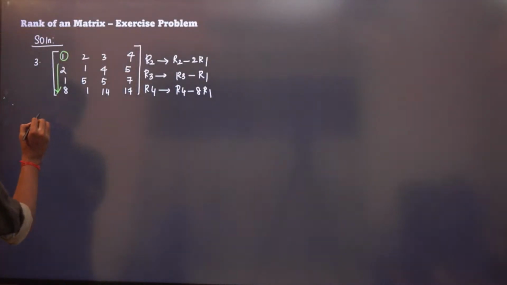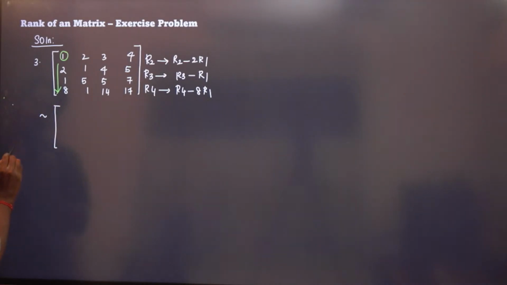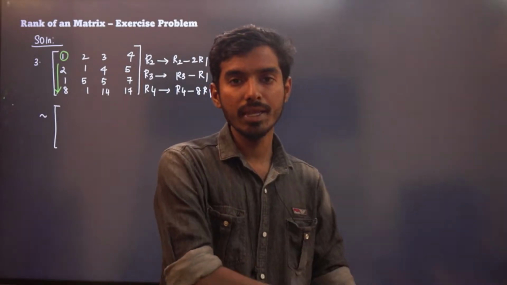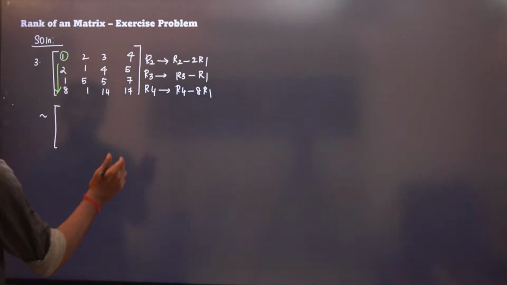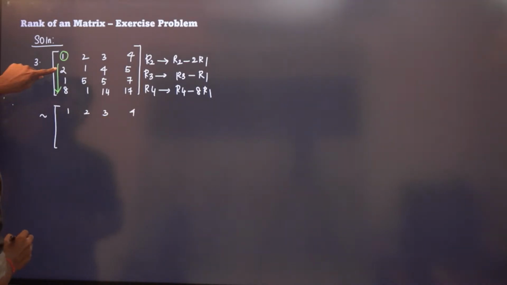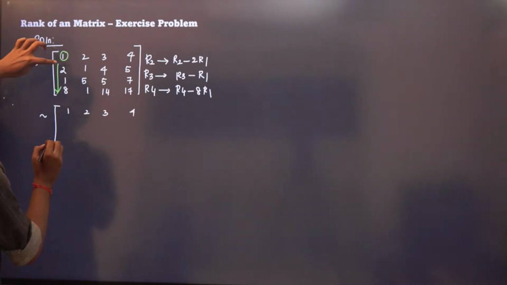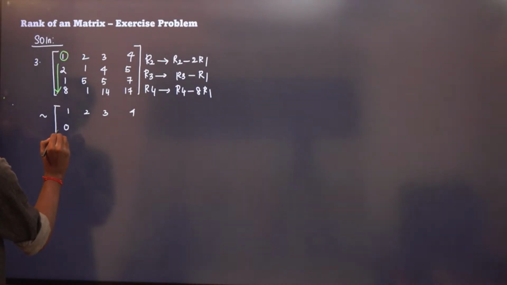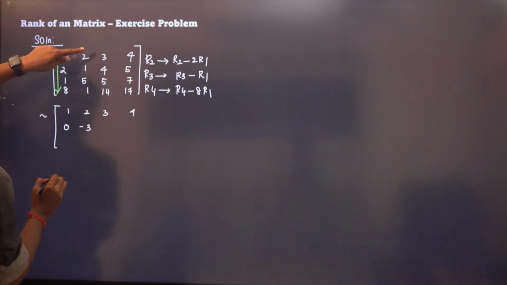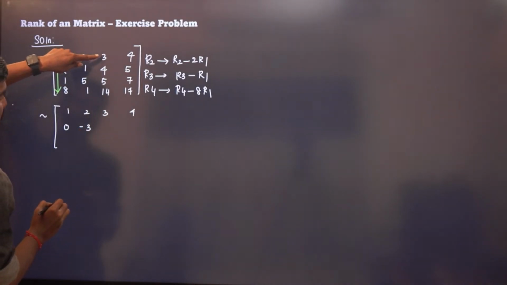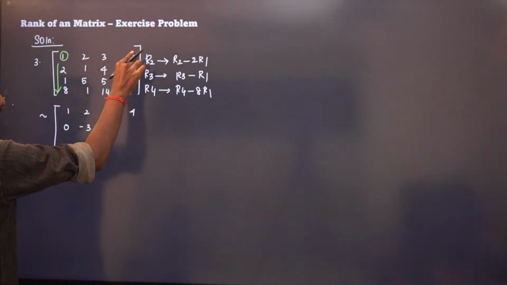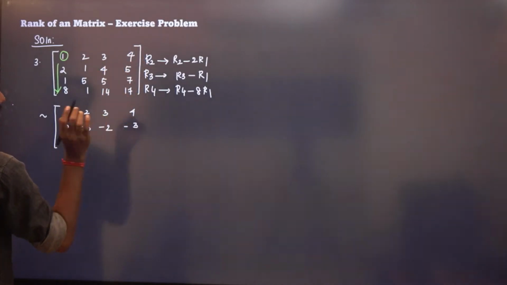0. Yes, so this matrix is equivalent to, see, you can always interchange rows, you can always interchange columns whenever you are finding rank of a matrix. So R1, 1, 2, 3, 4 will remain as it is. R2 minus 2 times R1. So multiply 2 and then subtract. It will be 0. Multiply 2, it will be 4. So 1 minus 4 is minus 3. Multiply 2, it is 6. So 6 minus 4 is minus 2. Multiply 2, it will be 8. 5 minus 8 is minus 3.